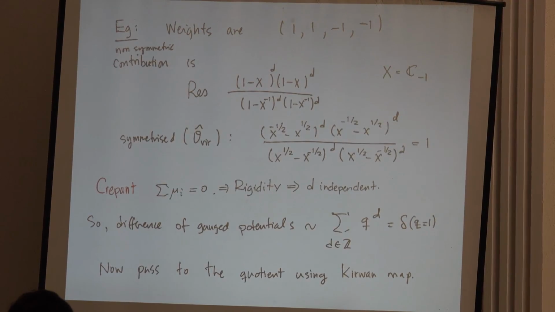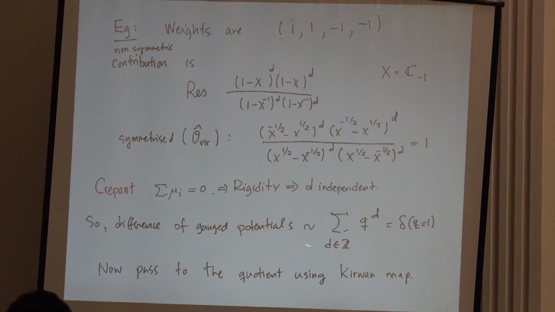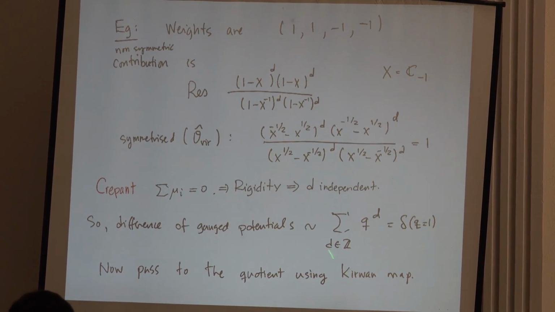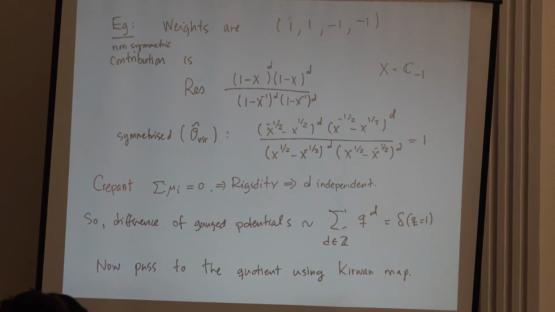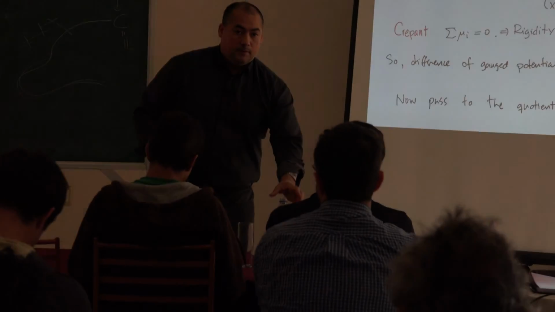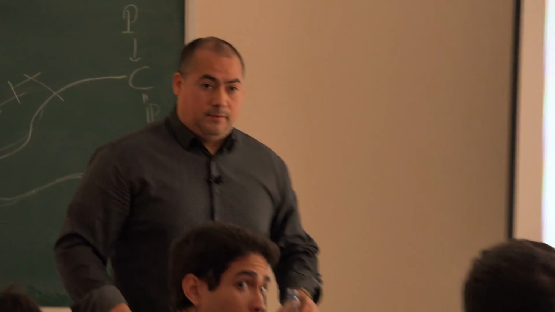And so with that, the sum of all those terms is essentially just given by a sum of Q to the D, which is a delta function. And so you can say that the two potentials on both sides of the wall are the same. So they differ by a delta function supported at something like Q equals 1. This is stable under derived categories in this case, an equivalence, a derived equivalence. So yeah, it should follow from there.